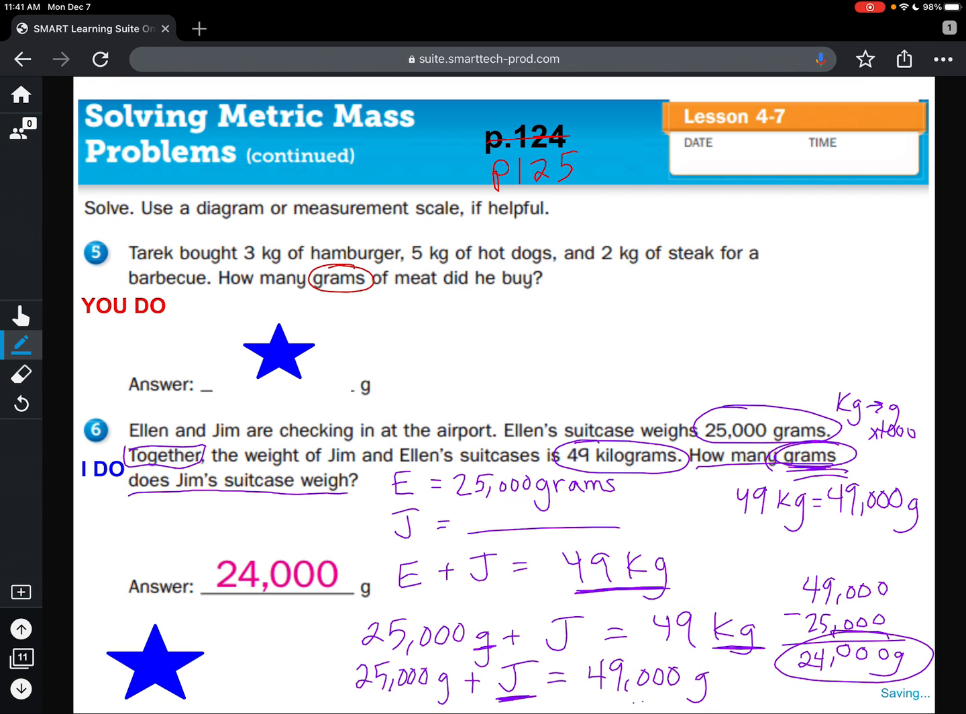So, you need to add up your meats, hamburger plus hot dogs plus steak, and then you need to convert that to grams. So you're going to have 3 plus 5 plus 2, and then you have to convert that amount of kilograms to grams, so you're going to multiply by 1,000. Go ahead and do that now.